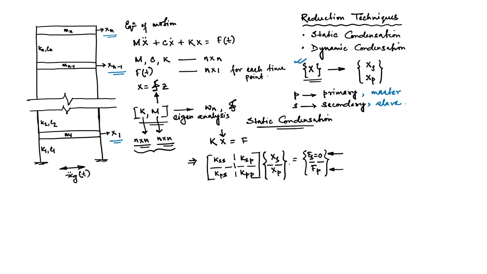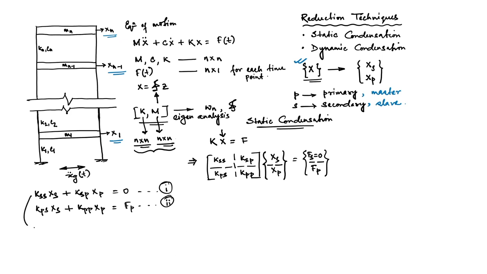Now, if we do that, what you can easily notice is that we can write down the equations. So, first equation will be KSS times XS plus KSP times XP equal to 0. So, that is the first equation. Second equation is KPS times XS plus KPP times XP is equal to FP. So, what we do? We expand this equation and then we basically get these two equations.